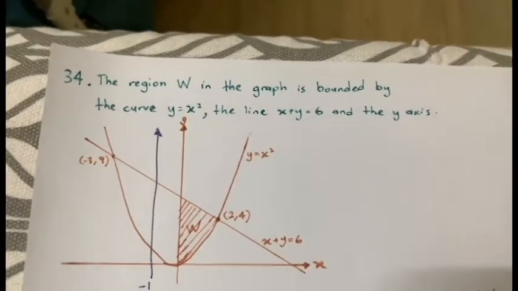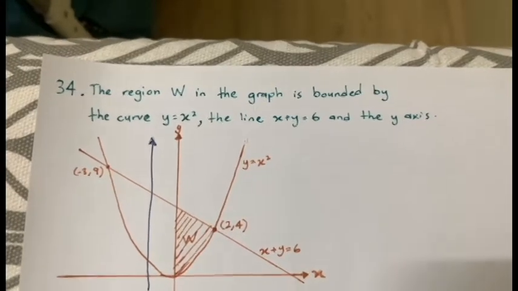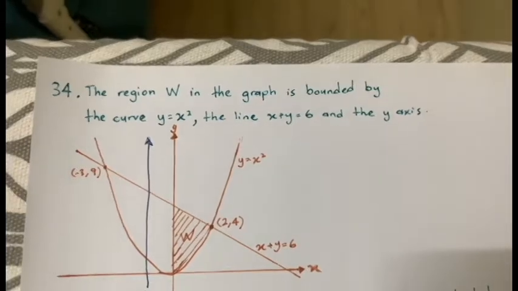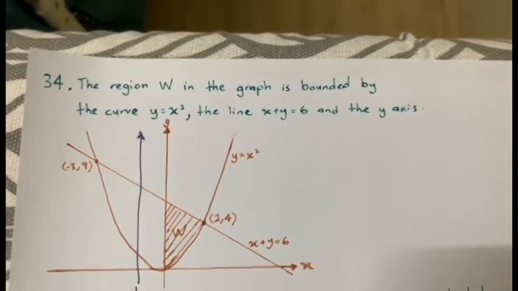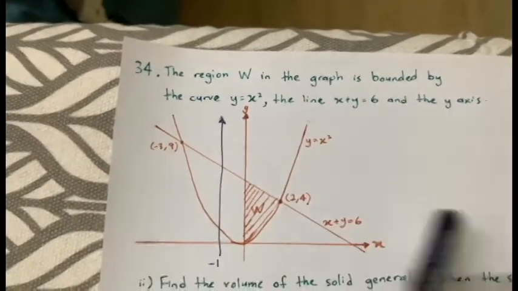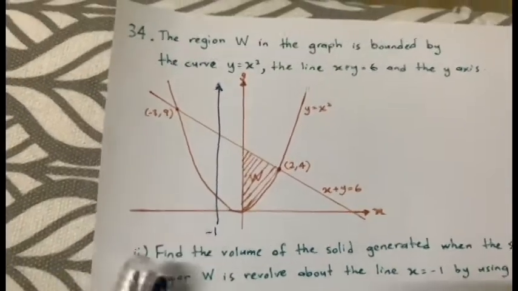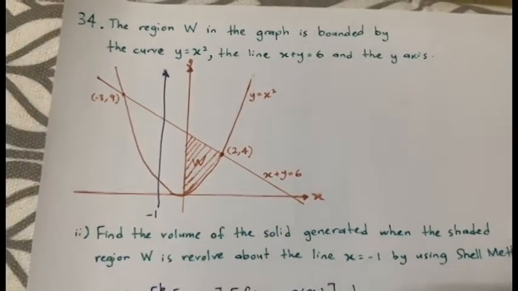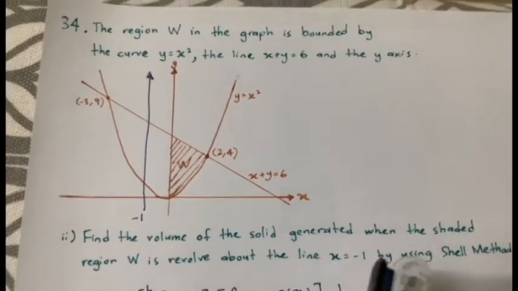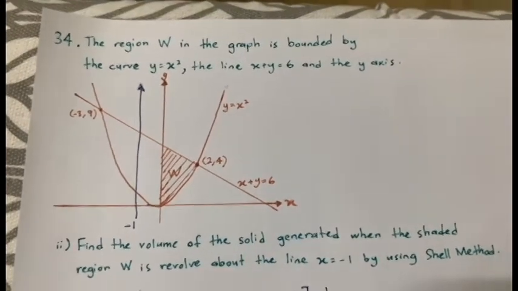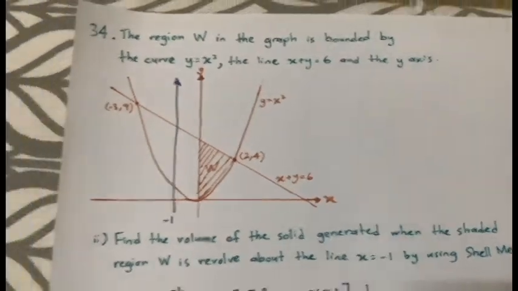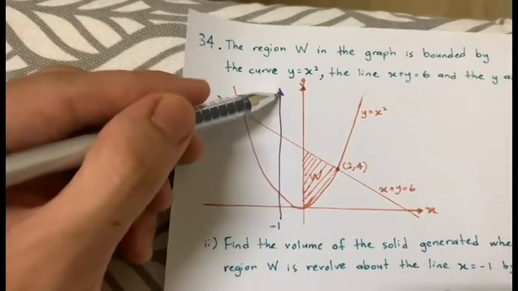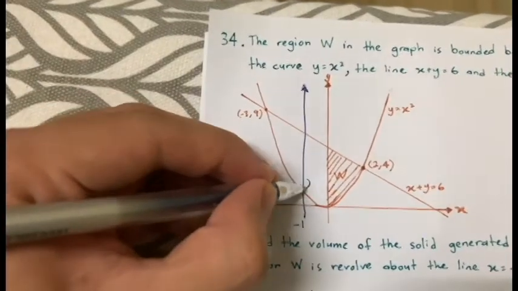Question 34. The region W in the graph is bounded by the curve y equal to x squared, the line x plus y equal to 6, and the y-axis. So this is the graph, and the question wants me to find the volume of the solid generated when the shaded region W is revolved about the line x equal to -1 by using the shell method.